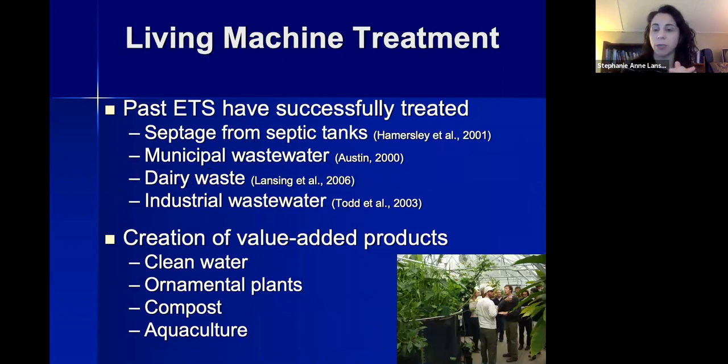So what have they treated in the past? So you'll see me use the word living machines, which is a copyrighted term. So you'll also see me use the word ecological treatment systems, so ETS. So in the past, whether it was called a living machine or an ecological treatment system, they have treated septic from septic tanks, municipal wastewater, dairy waste, as well as industrial wastewater. What they can create, in addition to clean water, you also have ornamental plants that are grown. Some of the sludge can be used as compost, and there's also been systems that have incorporated aquaculture.